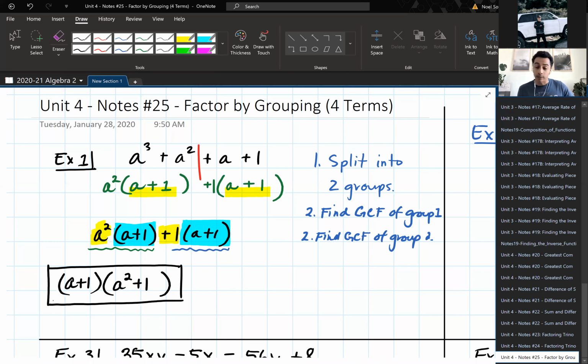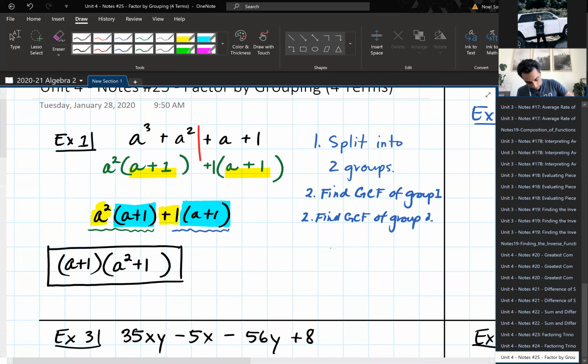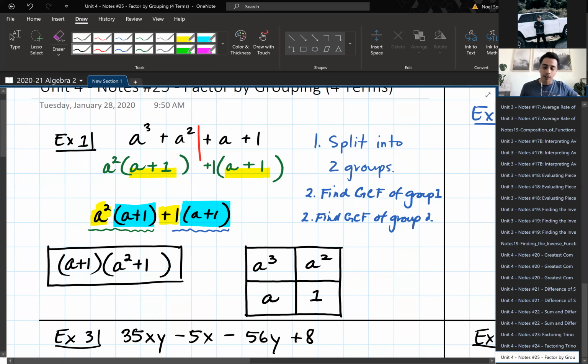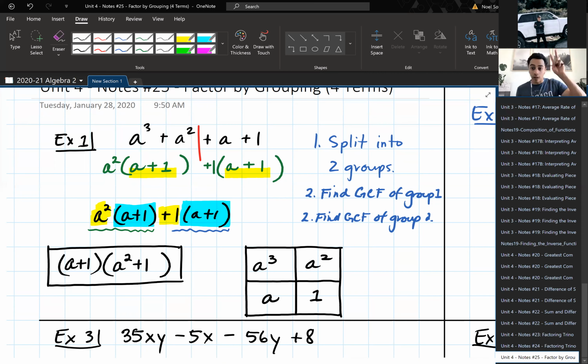Let me show you another quick way that this could be done. We can take the full polynomial and just throw it right into a box. We're going to take all 4 terms and plug them into this box: a to the third, a squared, a, and 1. And guess what? We're going to do GCF across each row, and GCF across each column. Let's see if we arrive at the same polynomial that we got using the other method.